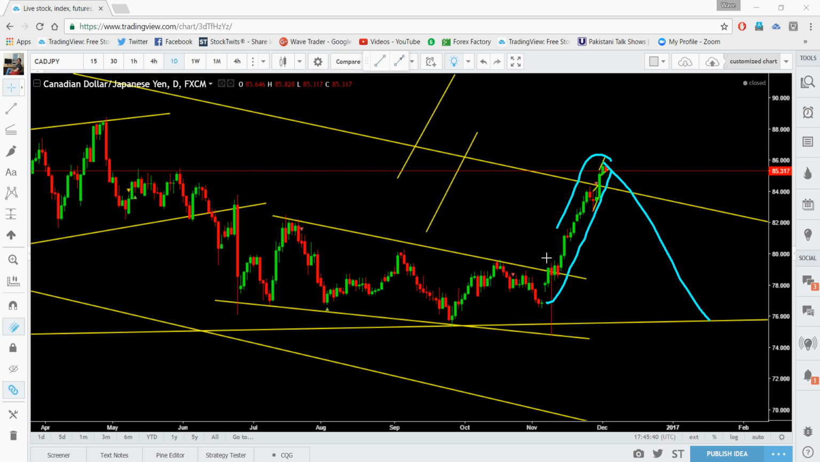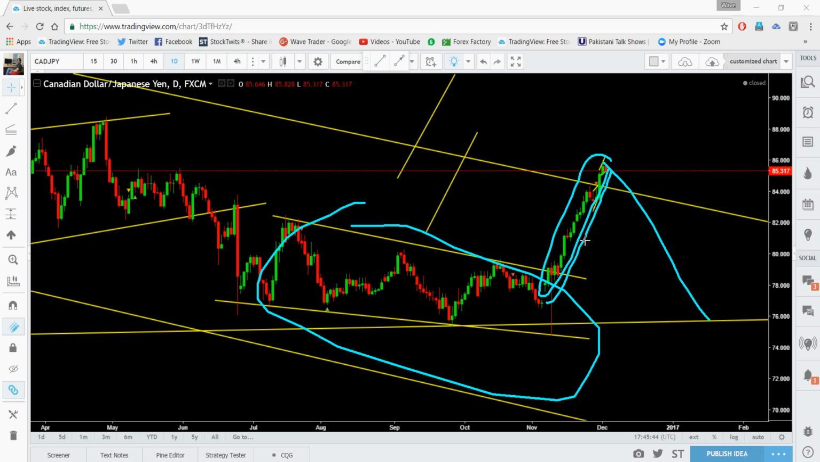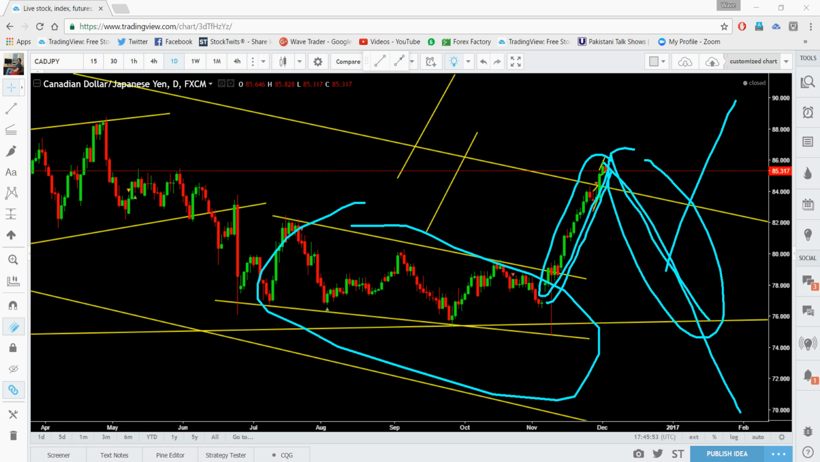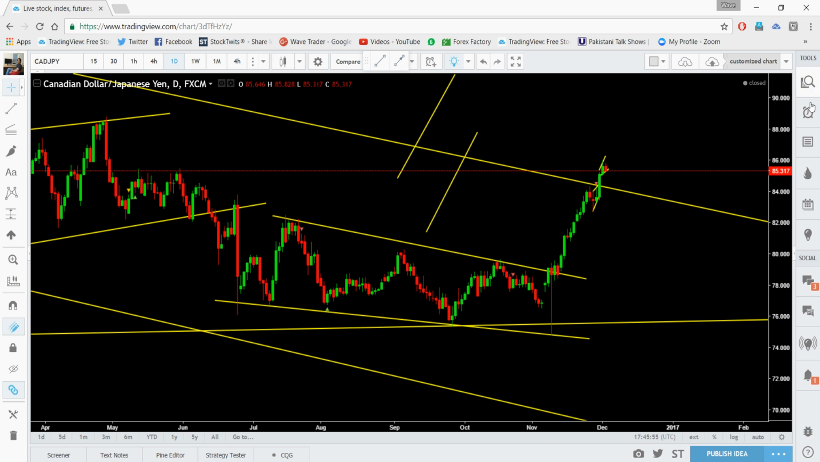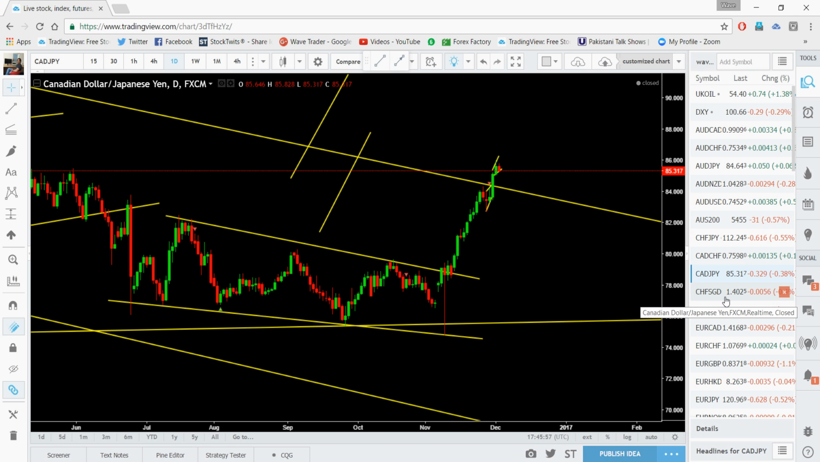All right, so this is an impulse that broke out of this corrective trend reversal pattern. Now we are watching for the correction. If we see a correction, then continuation. If we see impulse, then continuation to the downside. All right, let's look at the next. I will not look at the other yen pairs because all yen pairs are forming the same formation like this.